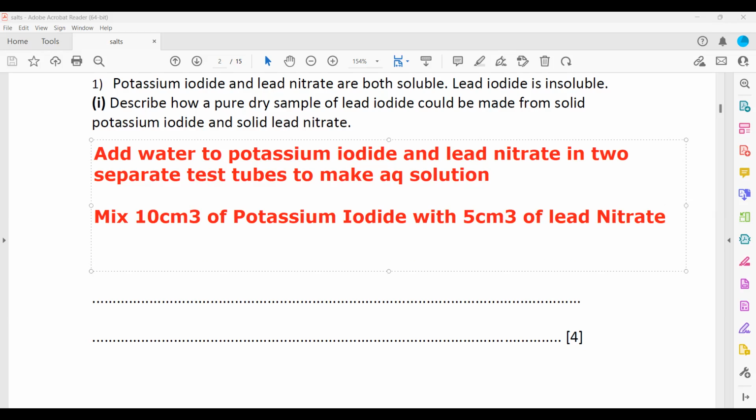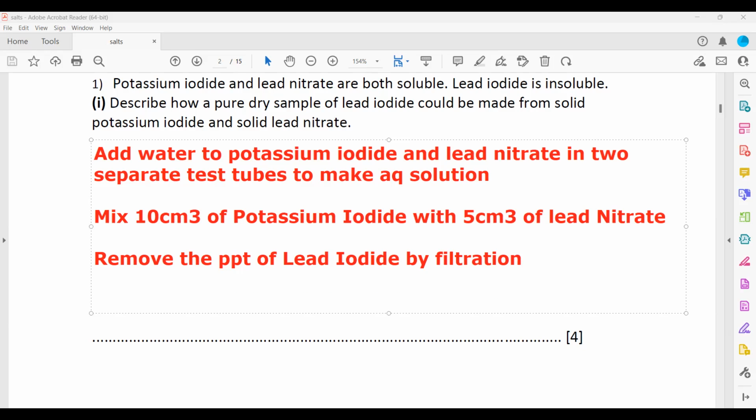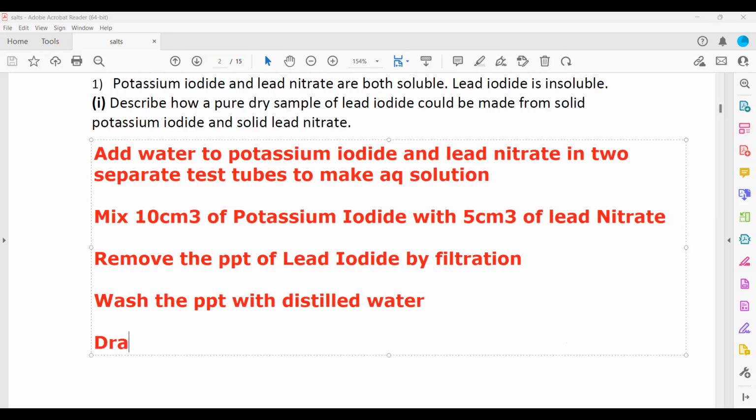Then we mix the two, 10 cm cubed. After mixing them, remove the solid, or the precipitate, of lead iodide by filtration, because when we mix them together, a solid forms as a result. So we remove that by filtration, and then we wash the precipitate with distilled water, and then we dry it with tissue paper, or you can mention filter paper.